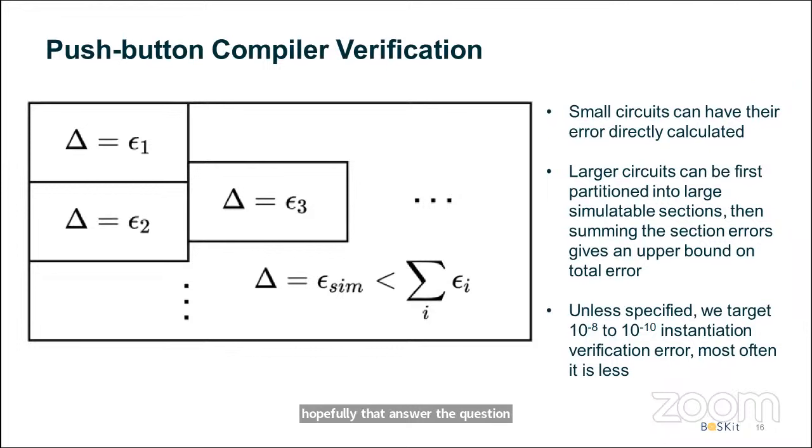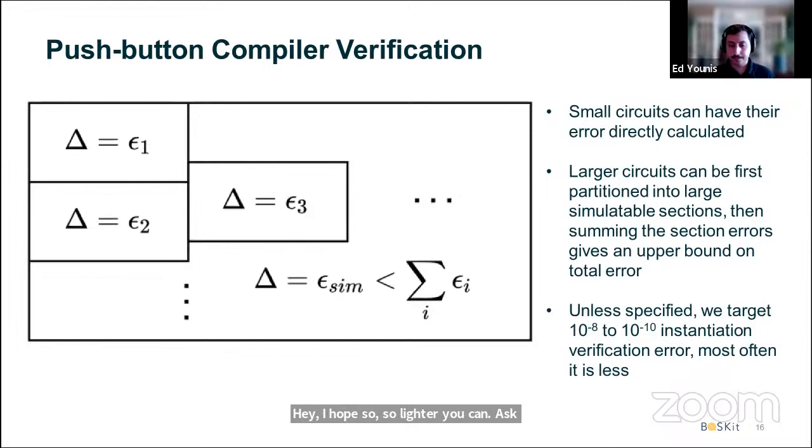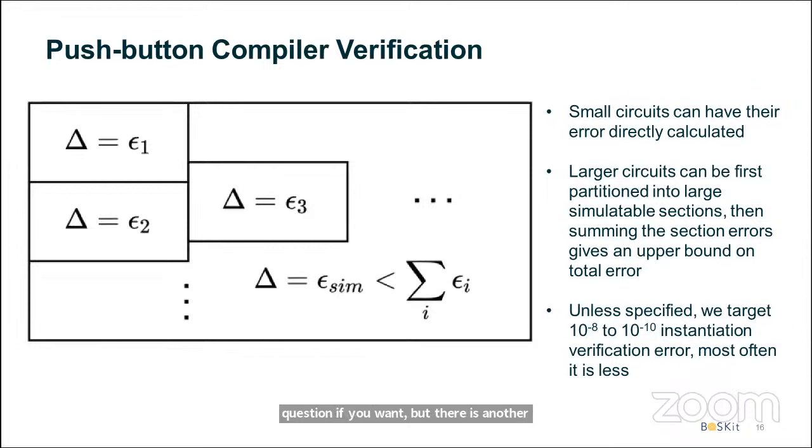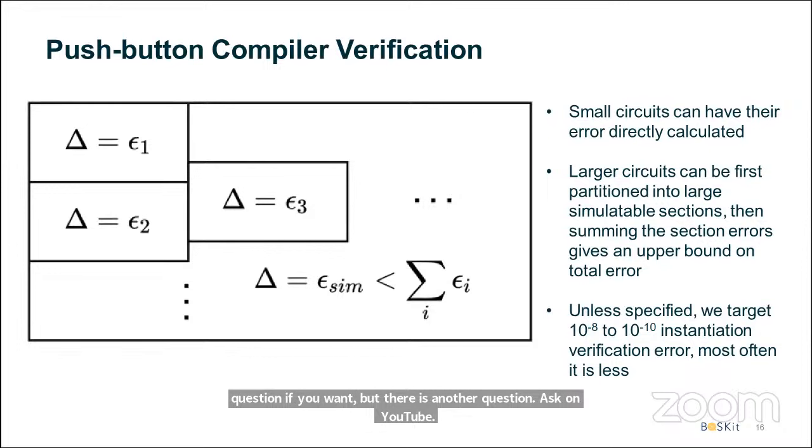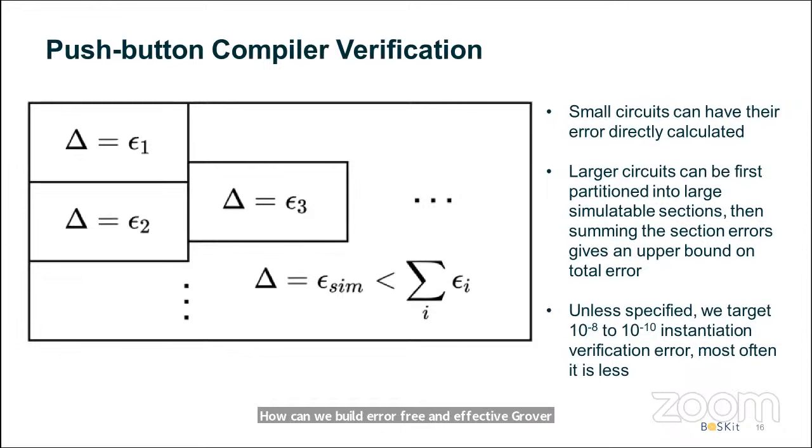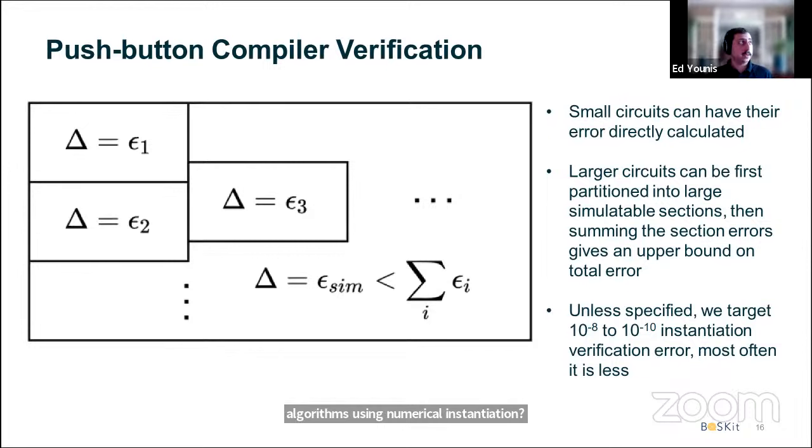So Michael, you can ask a follow-up question if you want. But there's another question asked on YouTube. How can we build error-free and effective Grover algorithms using numerical instantiation? I don't think you can ever build error-free things, and there's no free lunch in quantum computing.